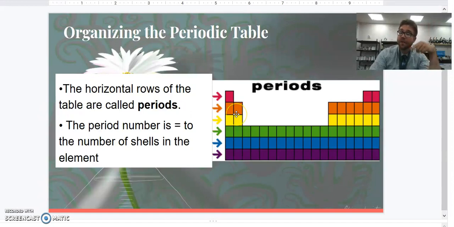So this is a quick way of drawing the atoms, right? We can use periods to figure out how many shells we need to draw for our atom, and then we can use groups to figure out how many electrons are on the outside of it. Hopefully that helped.